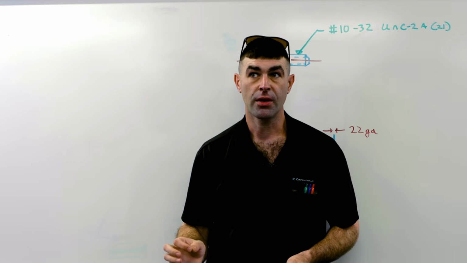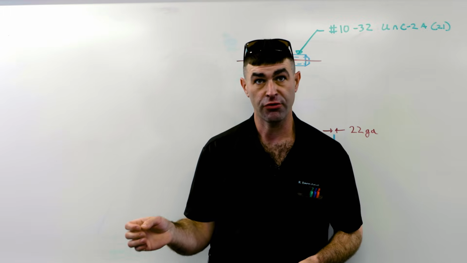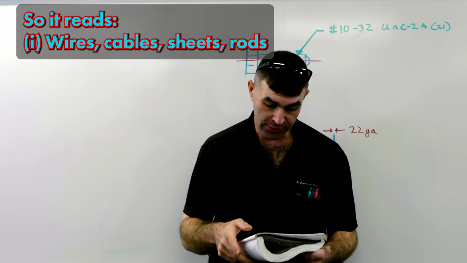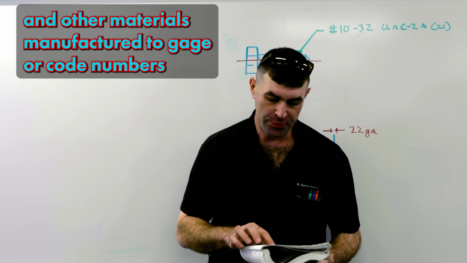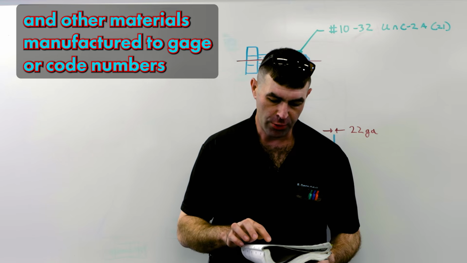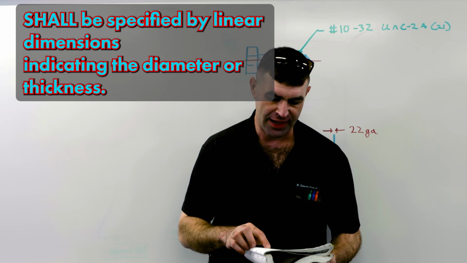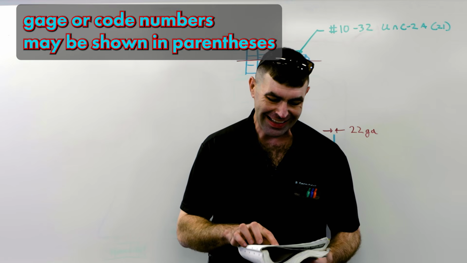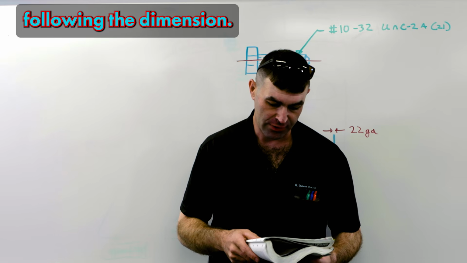In this video, I want to talk about fundamental rule I from ASME Y14.5-2018. It reads: wires, cables, sheets, rods, and other materials manufactured to gauge or code numbers shall be specified by linear dimensions indicating the diameter or thickness. Gauge or code numbers may be shown in parentheses following the dimension.